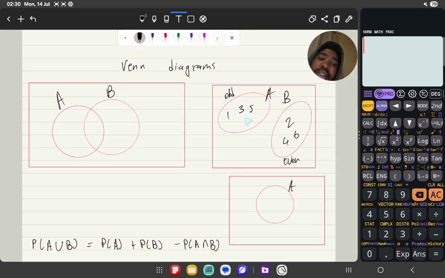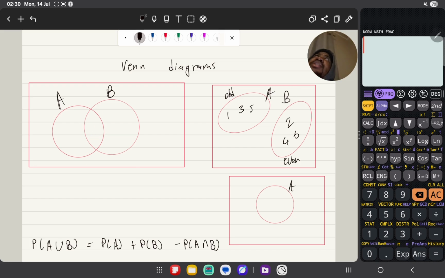This is a good example of what mutually exclusive events would look like in a Venn diagram. There is no possibility of them happening together at the same time. You cannot have a number which is an odd and an even number at the same time.